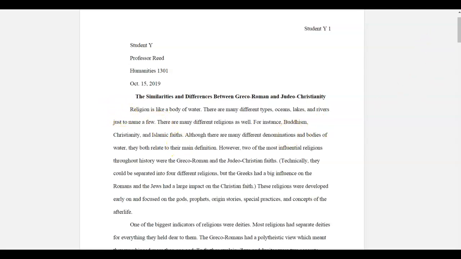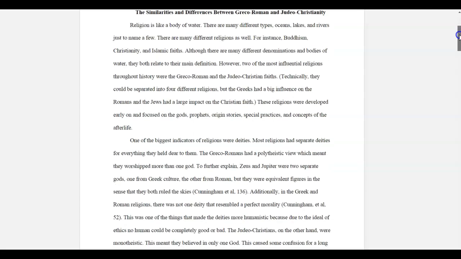You'll see that this is an introduction, and so it sets up a thesis. The most influential religions are these. These religions were directed early on to focus on God's prophet origin stories. So you have several different aspects here that are going to be looked at. Again, gods will be discussed, prophets, origin stories. So your thesis is set up here.